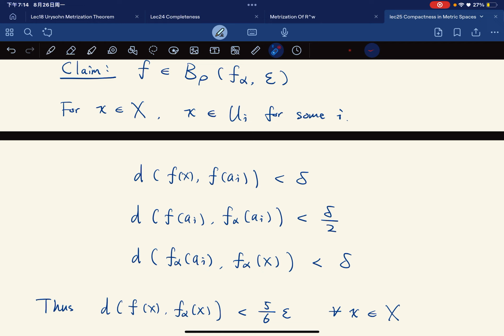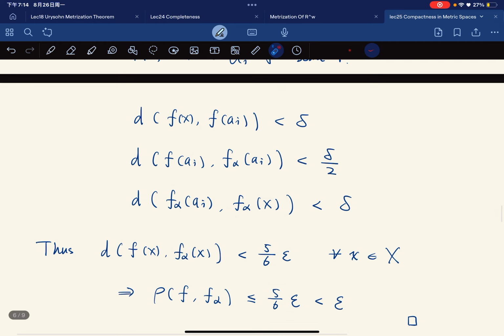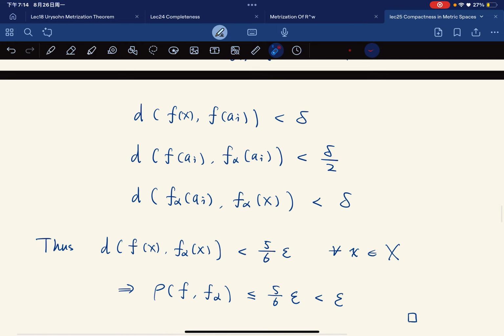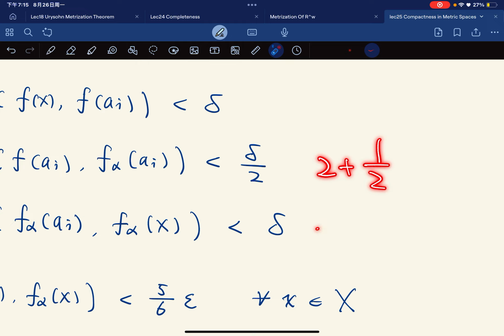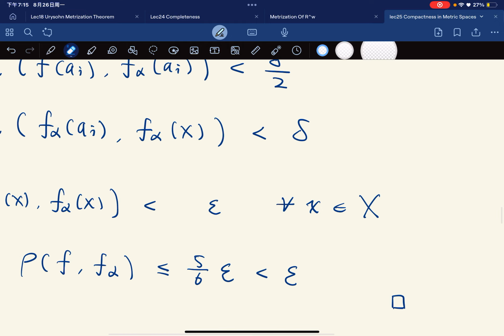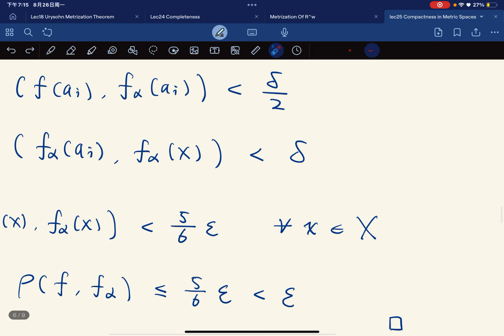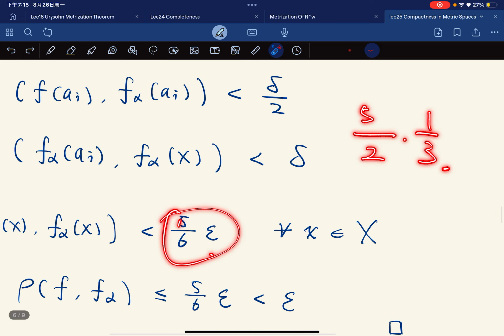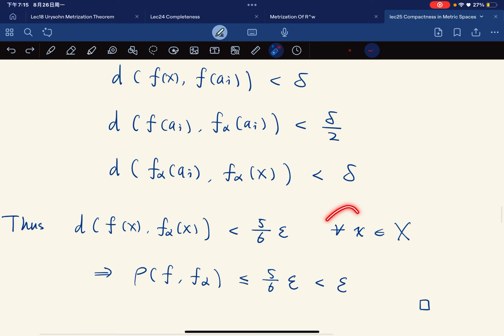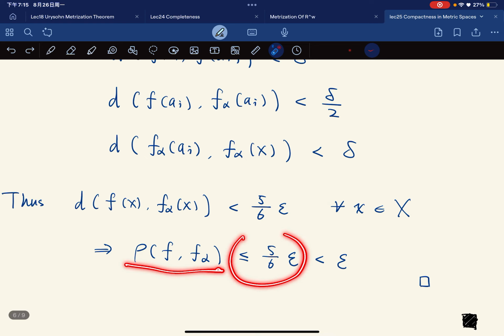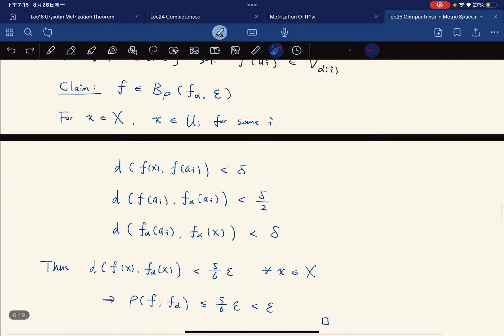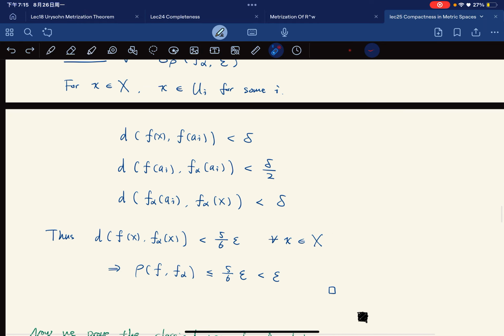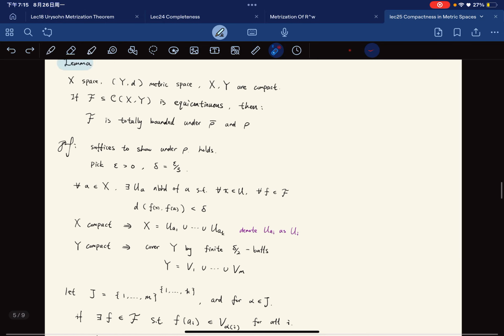With the triangle inequality, we have that their distance is less than, wait a second, okay, this is 1 over 2 plus 1 over 2 plus 1 over 2, so it's 5 over 2. Okay, so 5 over 2 times 1 over 3, yes, exactly, 5 over 6 epsilon. Okay, I'm not wrong. For any x, which means that the supremum must be less than or equal to this, which is strictly less than epsilon. So we're done. We have that f and f_alpha are epsilon close. So we're done with the partial lemma.